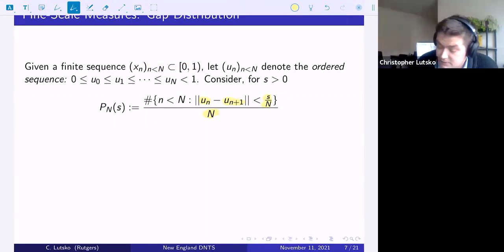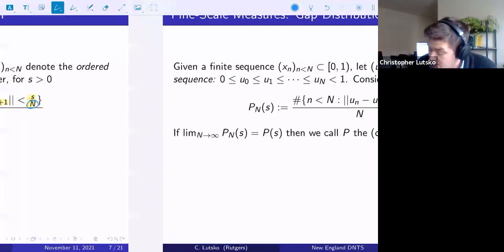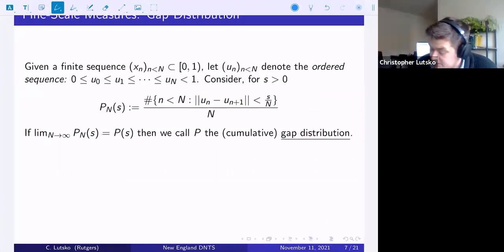The reason for this capital N in the scaling here is, of course, if s is fixed, then your gaps are getting smaller and smaller, so you get more and more points which are close together. So we want to scale by the average gap size. So this is a function of s. And if this function P_N of s converges to P of s, then we call P the cumulative gap distribution. Okay, and if you take a derivative, you get the regular gap distribution.